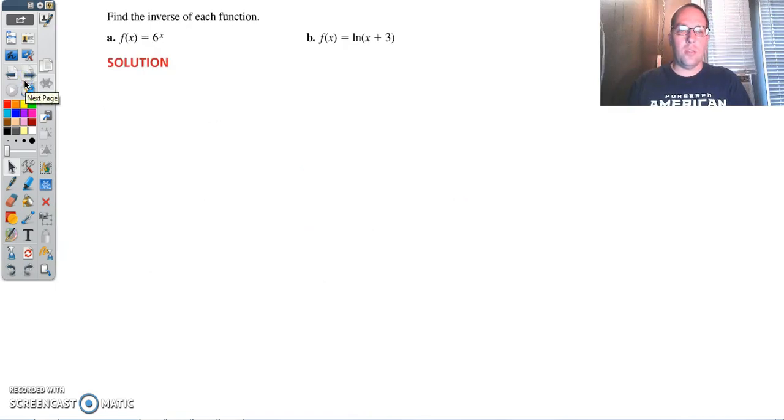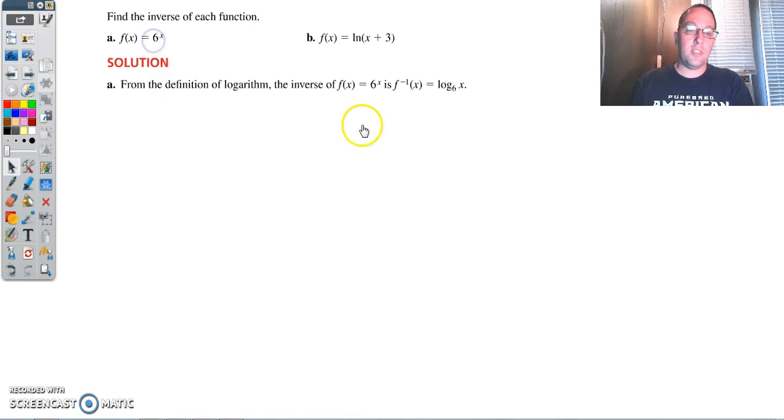All right, so here what we're going to do is write the inverses of the functions. So f of x equals 6 to the x. Well, this is an exponent. The inverse of an exponent is a logarithm. So we're just going to write this as a logarithm. Instead of 6 to the x, we're going to have log base 6 of x. And this gives us the inverse, because by definition, the inverse of a logarithm is an exponent. All right.